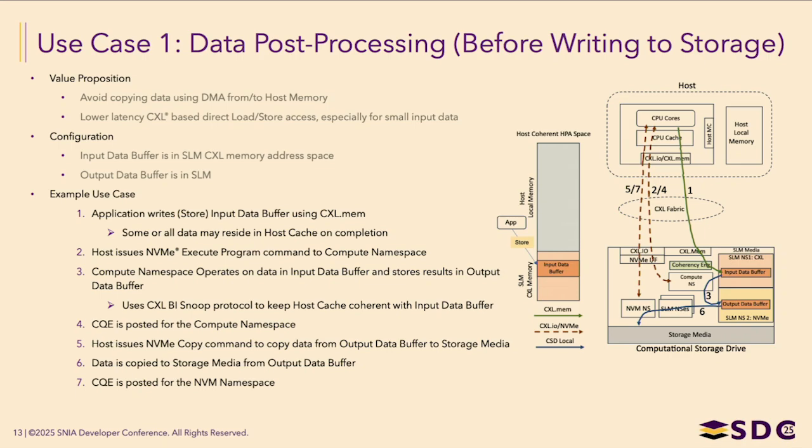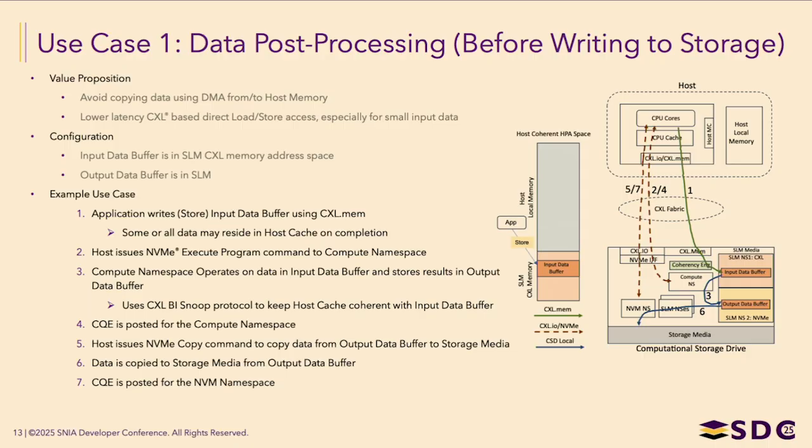So the configuration is that we've got two buffers. The input data buffer is going to be in Host Addressable SLM, and we've configured it for CXL. The output data buffer is just in traditional SLM. It does not need to have a host address because it's going to be the recipient of our post-processed data, a temporary holding buffer before it goes out to the storage media.